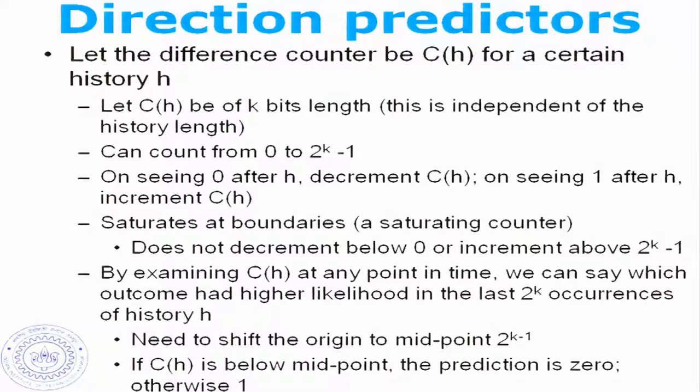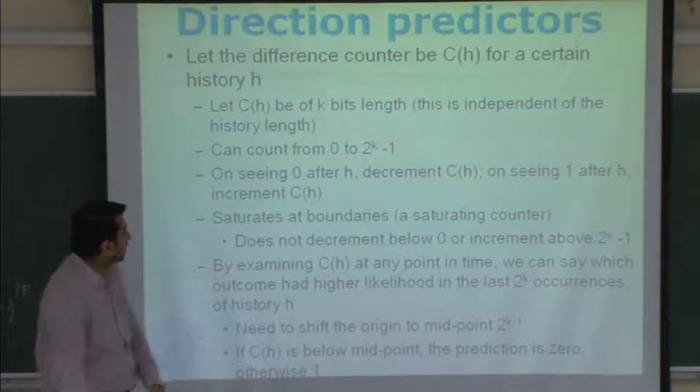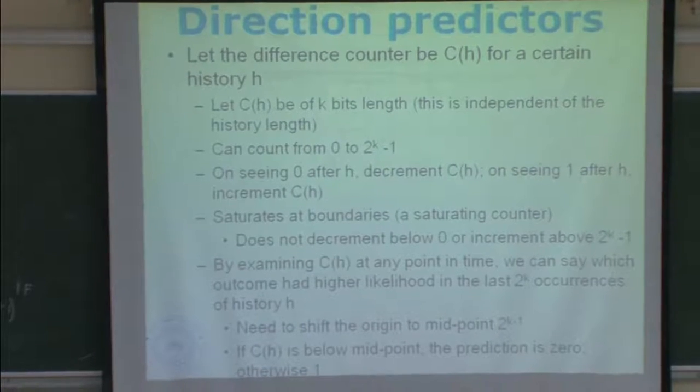So let the difference counter be CH for a certain history H. Since we have to design it in hardware, we will decide the size of these counters. So let CH be of k bits length. This is independent of the history length, remember that. It has nothing to do with how long H is. H may be arbitrary. So what does it mean? That means CH can count from 0 to 2 to the power of k minus 1.